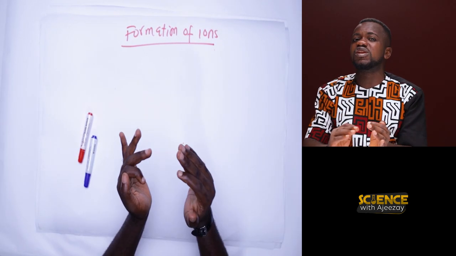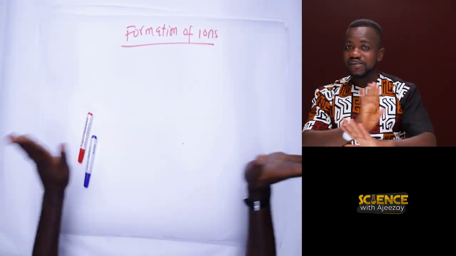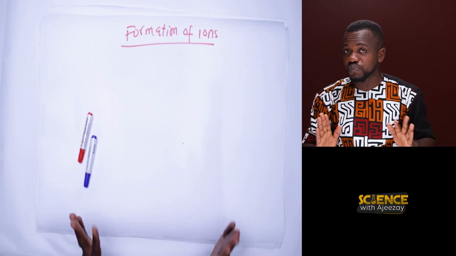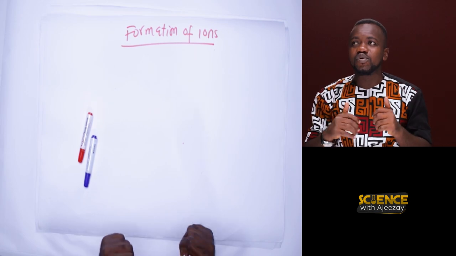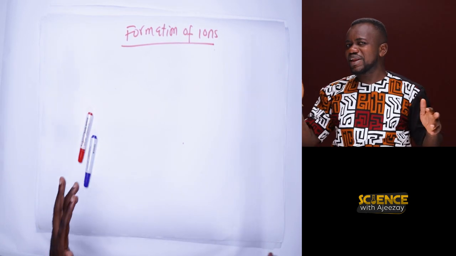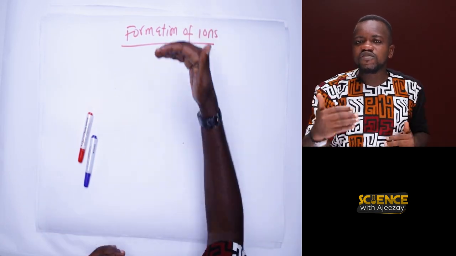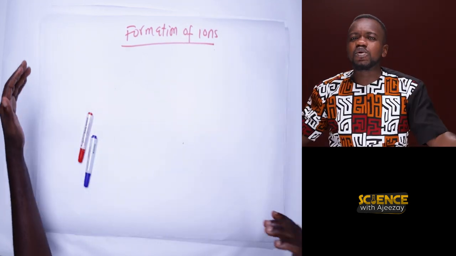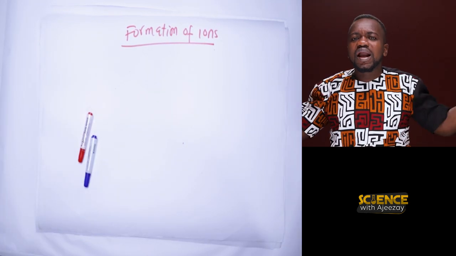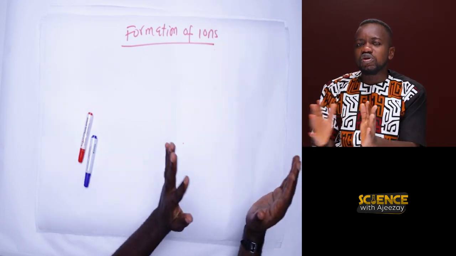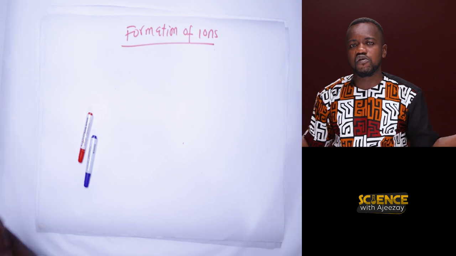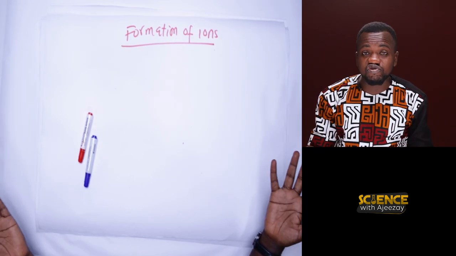We saw that neon is 2-8. Neon is stable according to the octet rule. We said that 2-8-8 for argon. Argon is stable. Now, when you look at sodium and chlorine, they are not stable. So, these atoms that are not stable would have to come together and become compounds. And through that, there will be exchange of electrons.